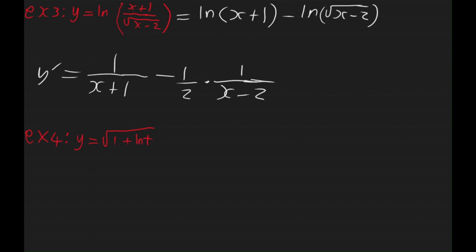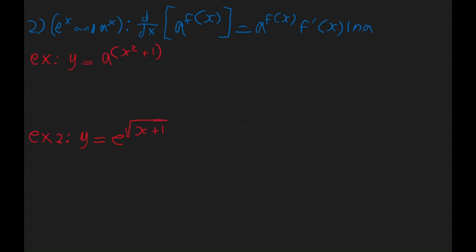In this example, it's just a normal root derivative, okay? It says y dash is equal to 1 over 2 root 1 plus ln t. What is the derivative inside the root? Here is 0, because of the 1, plus the derivative of ln t, which is 1 over t.